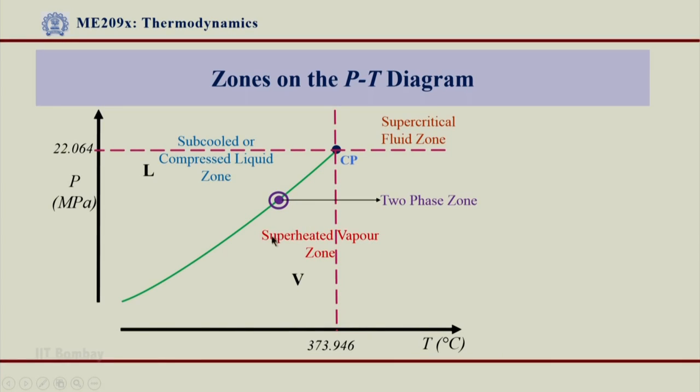And also we know that if the system lies on this saturated line, it is a two-phase zone. It could be saturated liquid, saturated vapor, or two phases in equilibrium, and that is what we see when the system lies on the LV line. So, these are the different zones: subcooled compressed liquid zone, superheated vapor zone, and supercritical fluid zone. The question is, if I am given the PT coordinates of any thermodynamic system or state, how do I identify which zone it belongs to?